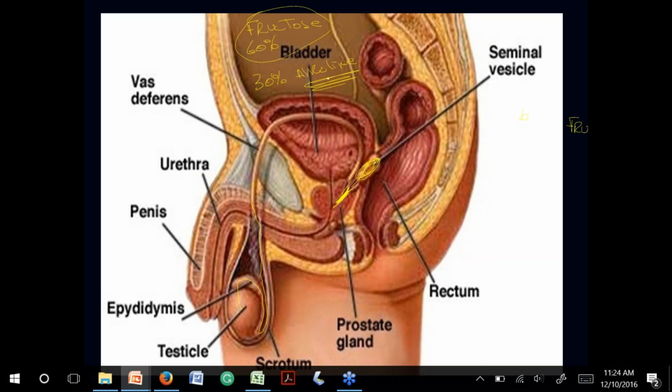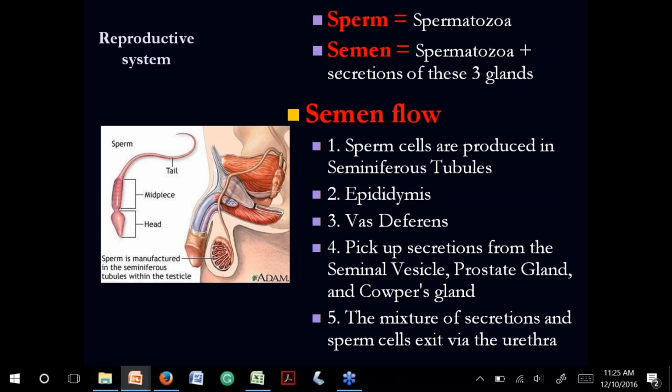The reason is that the sperm are going to arrive in an environment that is very acidic, a very hostile environment. So what they are doing is neutralizing the acidity of the area with the alkalinity of the prostatic gland. Okay, so here we have a sperm. This is the spermatozoa or spermatozoid. Semen is the spermatozoa plus the secretion of three glands.